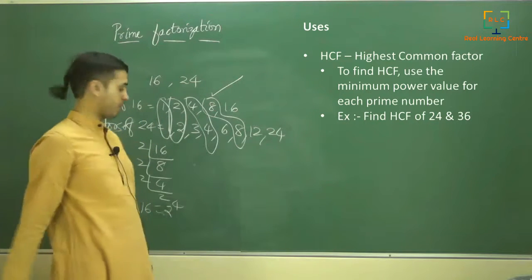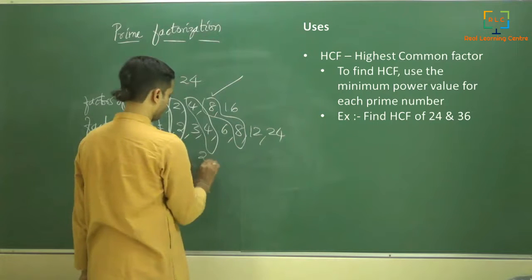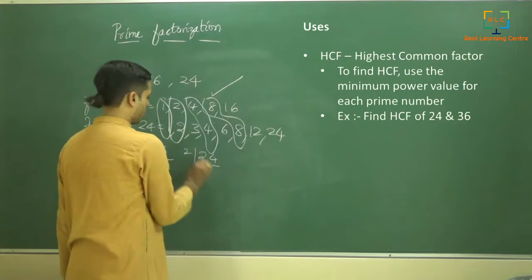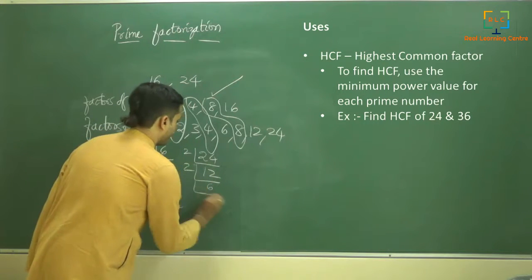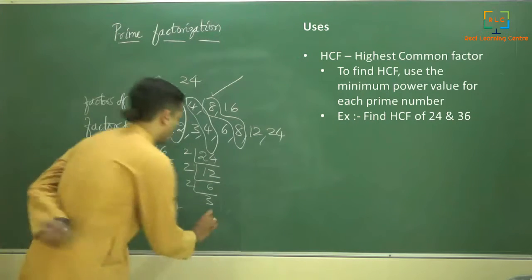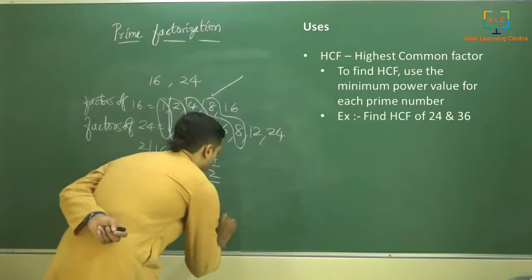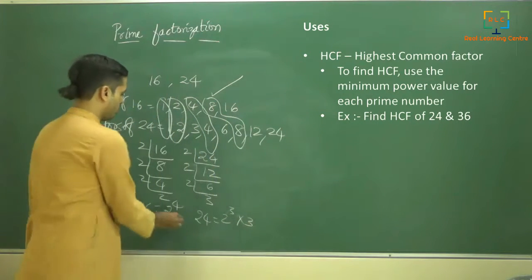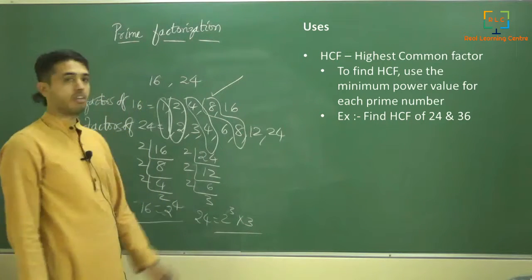And now I start doing prime factorization of 24. Again 2, 12, 2 6s, 2 3s. So 24 is equal to 2 cube into 3. Okay. So we have got the prime factors of 16 and 24.